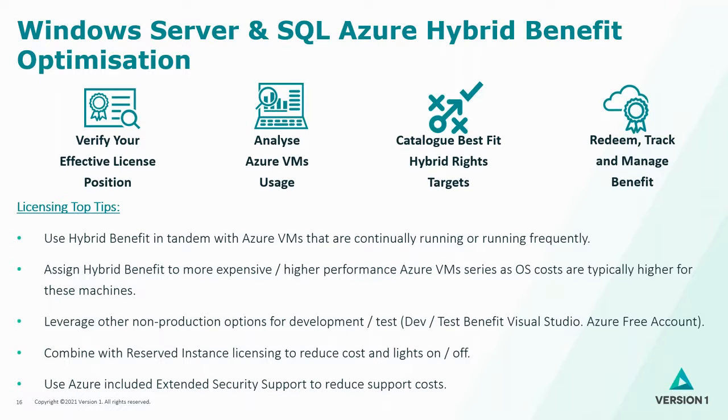Leveraging other mechanisms to license development and test type environments, or non-production environments. Some key examples of this would be the dev test benefit for organizations that have an enterprise agreement. That's an add-on that can be assigned to users that have Visual Studio licenses, and can provide significant cost savings associated with non-production Azure requirements. Or for organizations who just have standalone Visual Studio licenses, there are a certain level of credits provided as part of the Visual Studio program that you can use within Azure. So having a look at those benefits and leveraging them for non-production purposes is key.